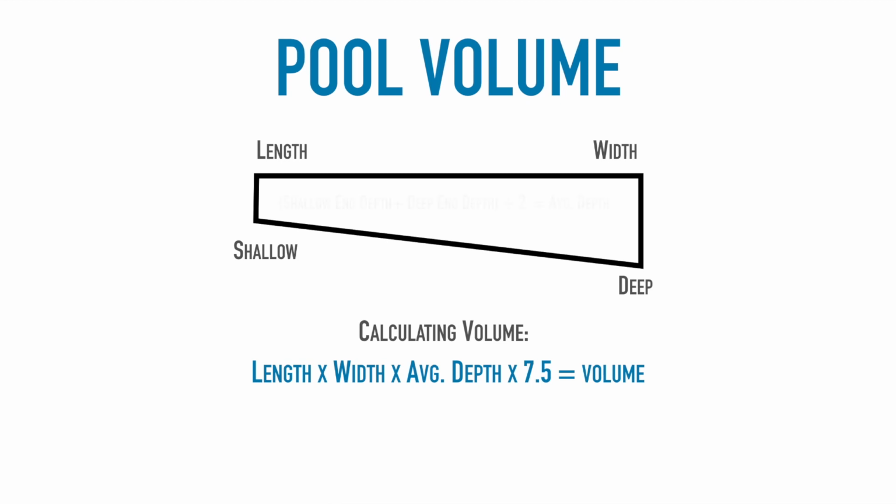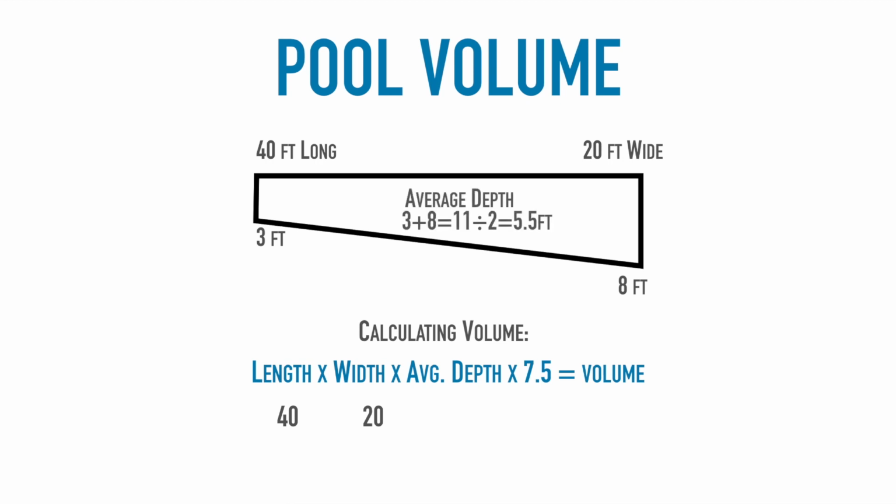So first, let's do the 40 feet long, and the width is 20 feet. Now let's get to that average depth. The way that we calculate the average depth is we are going to take the shallow end plus the deep end and divide that number by 2.